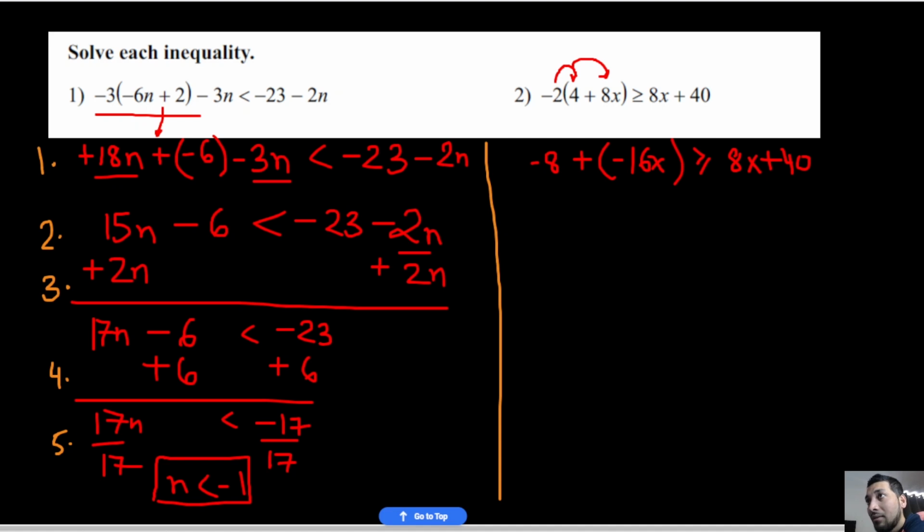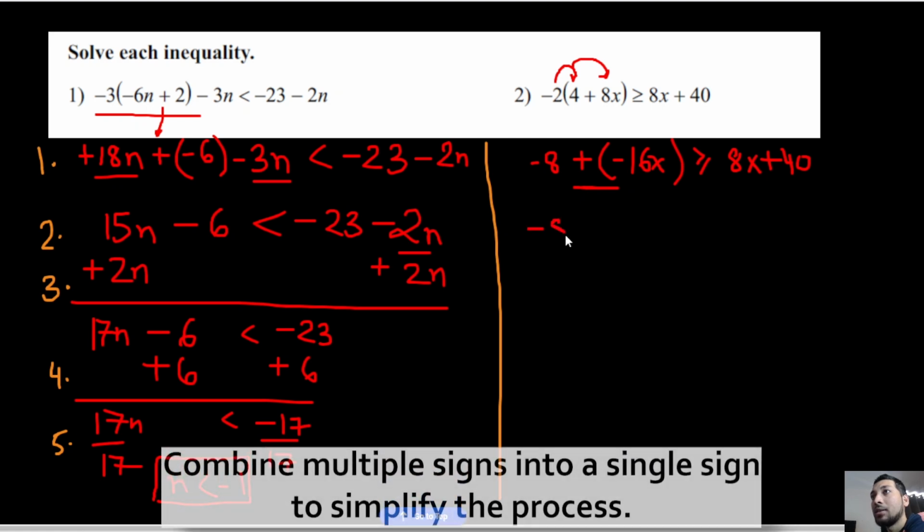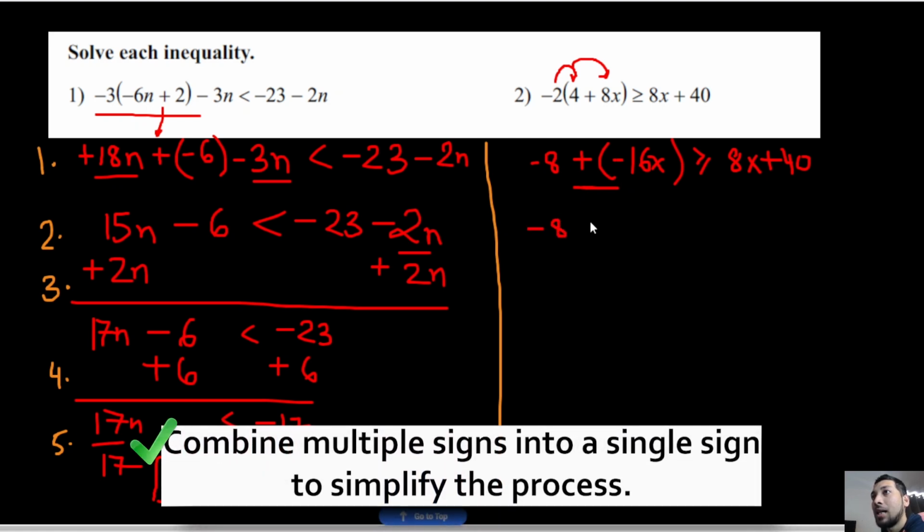Now you can see that we don't have any like terms on the left side. We don't have any like terms on the right side. So in this case, we have to bring this 8x to the left side and bring this negative 8 to the right side. So let's do this step by step. First, we can distribute these two signs together. So negative 8 plus and negative sign would give us a minus 16x greater than or equal to 8x plus 40.